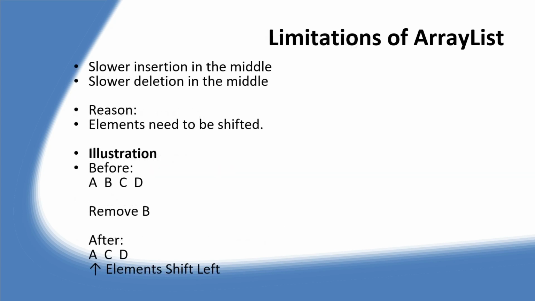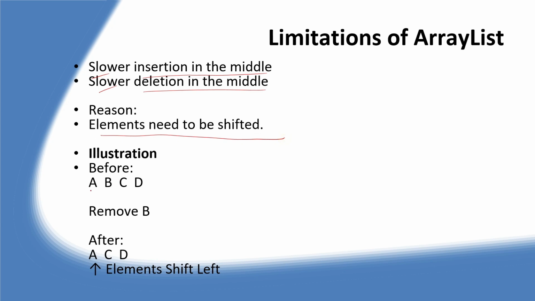There are some limitations of ArrayList. Let's go through that also. Although ArrayList is efficient for accessing elements, accessing means fetching elements, inserting or deleting elements in the middle can be slower. Why? This is because the remaining elements must be shifted to maintain the correct order. So whenever we want to insert or delete in the middle, it is slower. The reason being, elements need to be shifted.